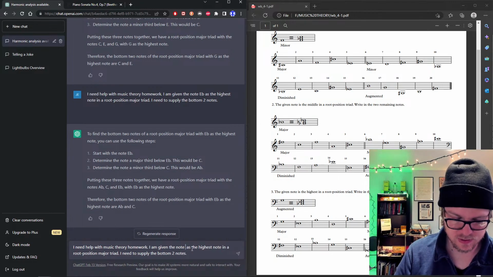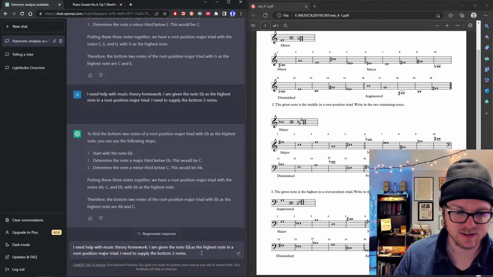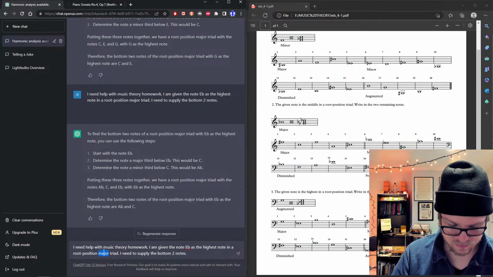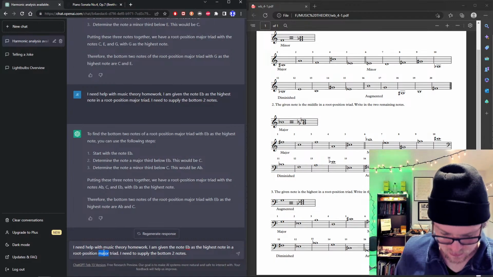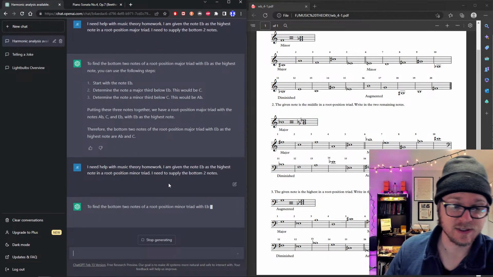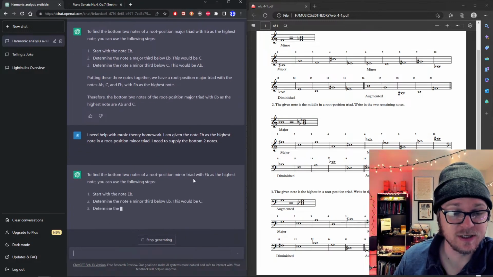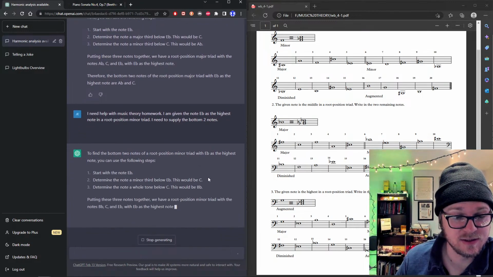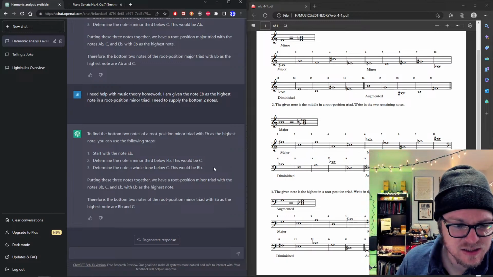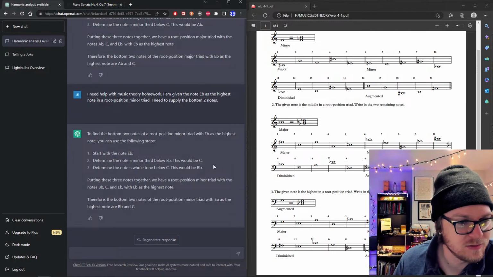Note as E flat. Instead of major, let's make it minor. Minor triad, okay. Let's see if it understands that. So this should be an A flat minor, so it should be C flat. Nope, didn't get it. Minor triad with the notes B flat. Nope, didn't get that at all.